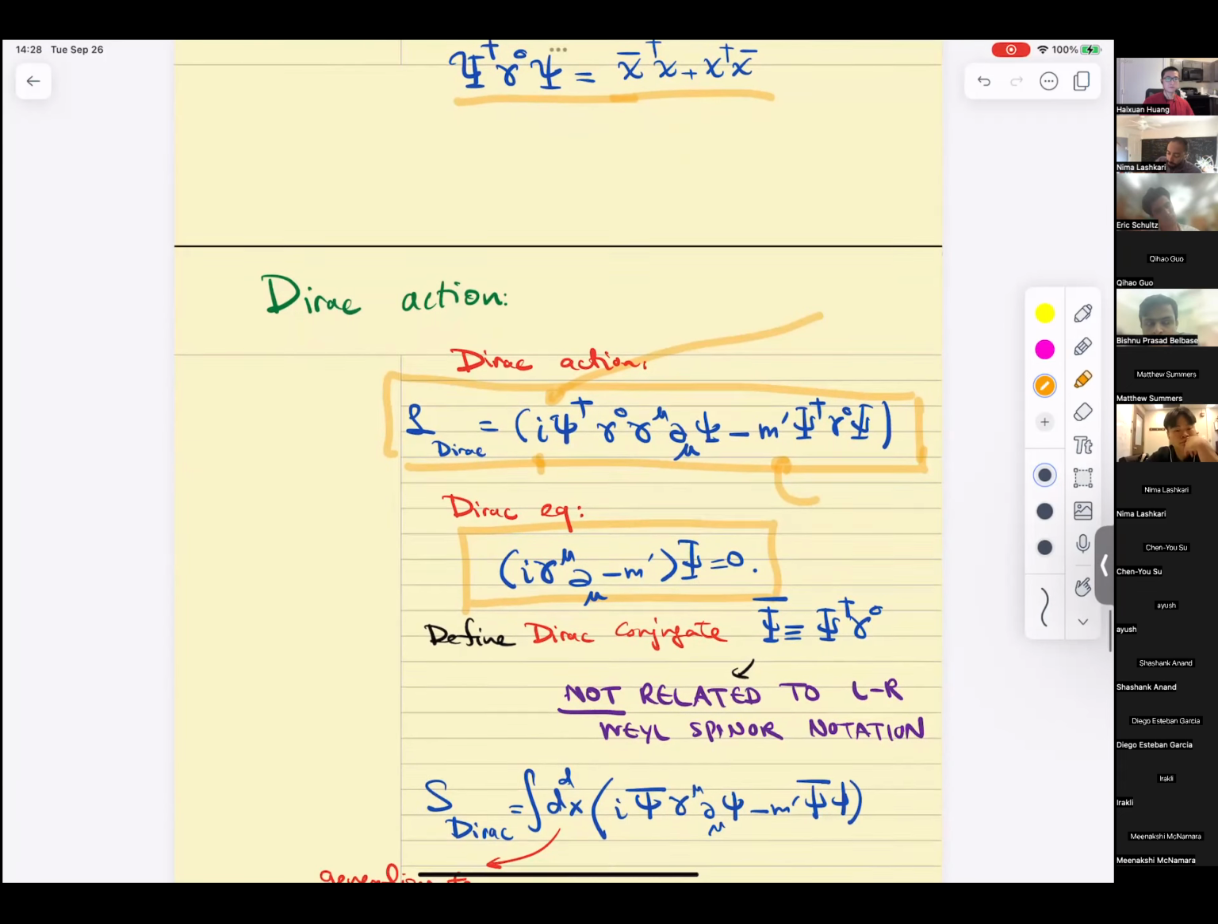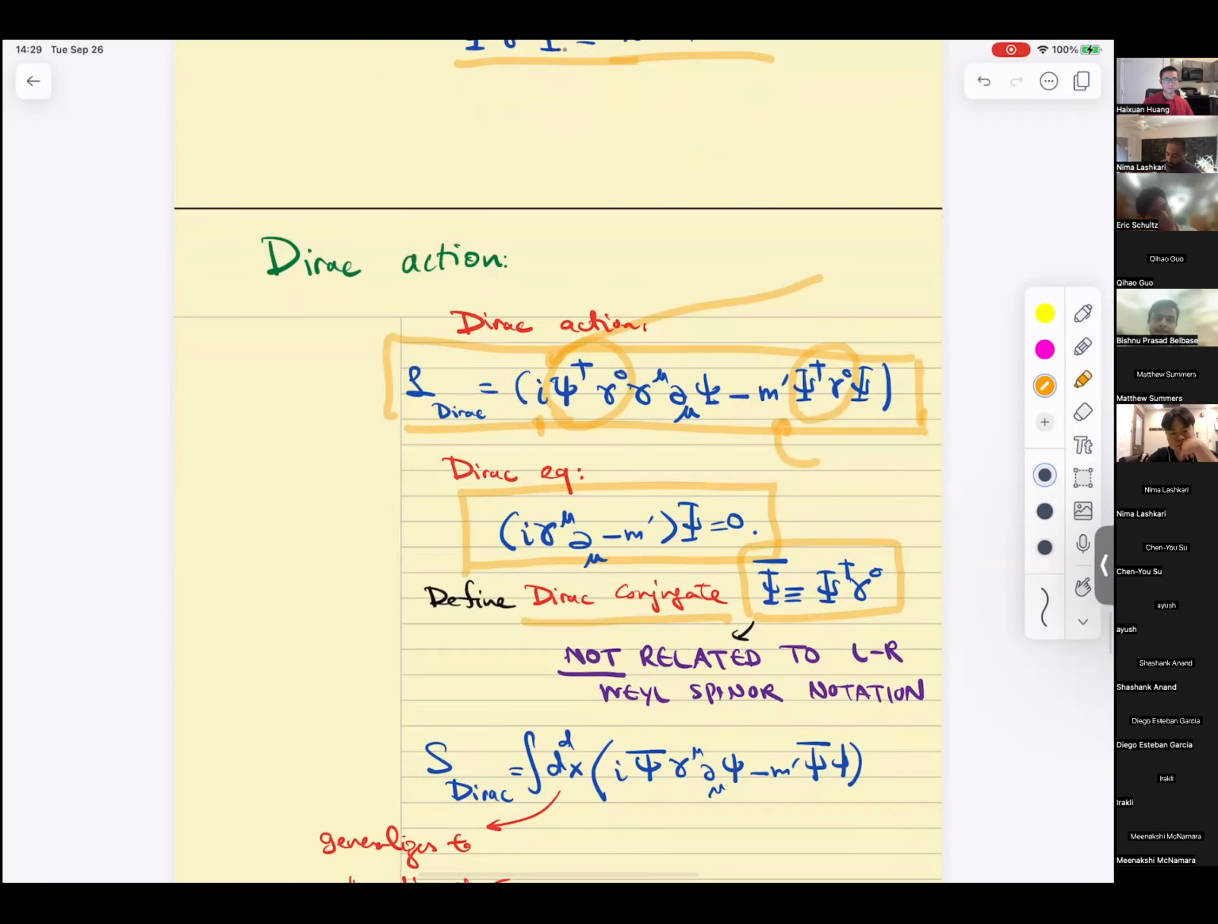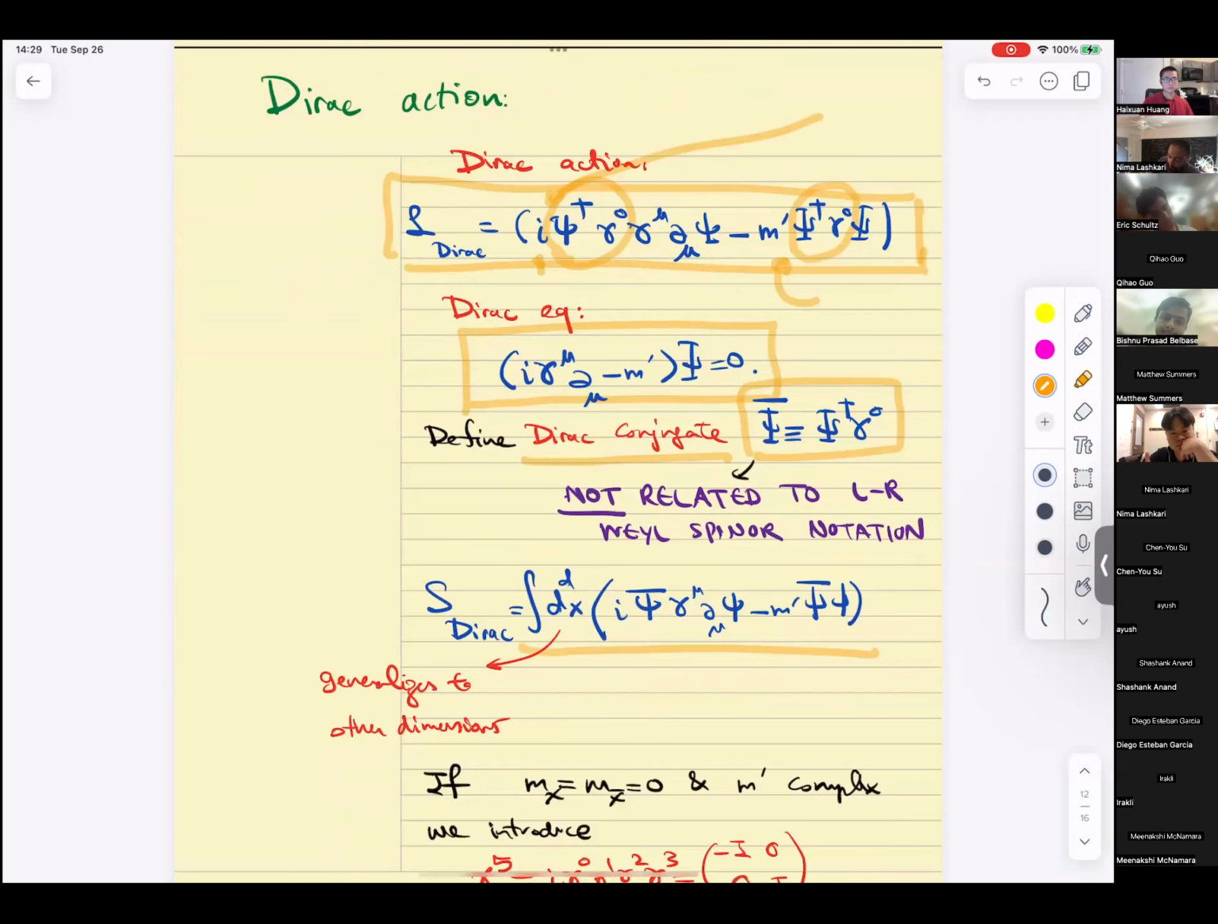Now, to simplify notation, you notice that psi dagger gamma 0 always appears together, so you usually define the psi bar. I apologize for the notation. This is how things go. This psi bar has nothing to do with the left and right Weyl notation we were using, putting a bar over it. This is just a convention that's standard and people use. This is called the Dirac conjugate, and written in terms of the Dirac conjugate, this is what the action looks like. This action generalizes to other dimensions as well.